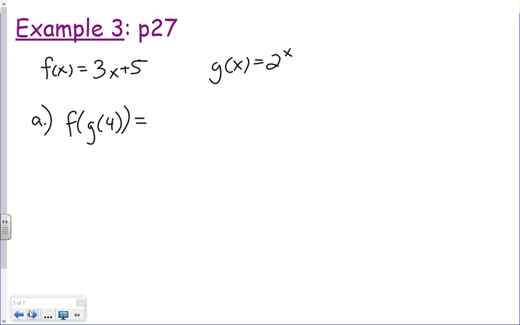So what do we end up with? If I plug in 4 into function g, that's that exponential function, I'll end up with 2 raised to the 4th power. 2 to the 4th is 16. So this is the same as f of 16. And if I plug in 16 into my linear function, 3 times 16 is what, 48? That's 48 plus 5. Sounds like 53 is the value we should end up with. Okay. Let's also do f of g of negative 1.